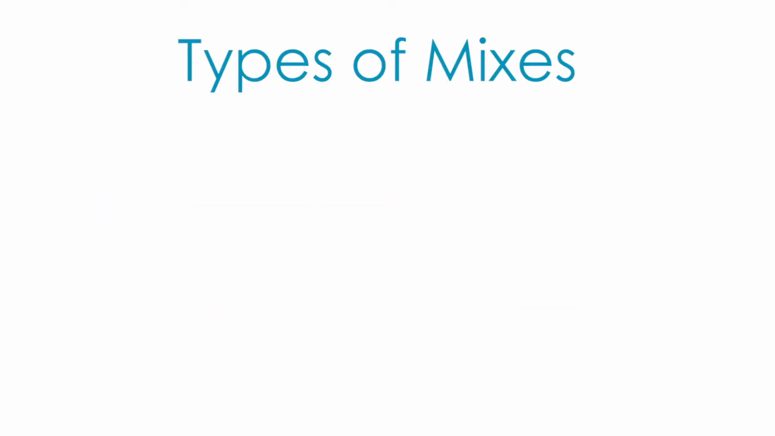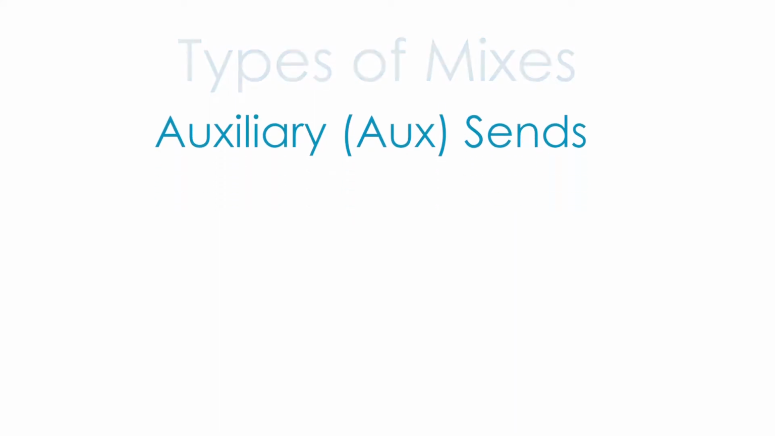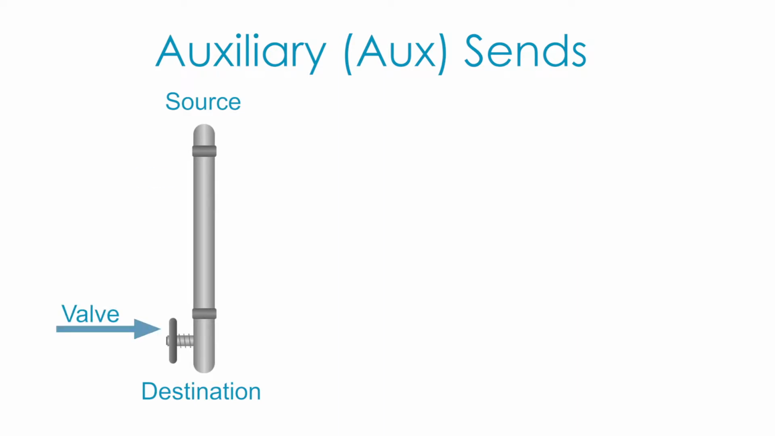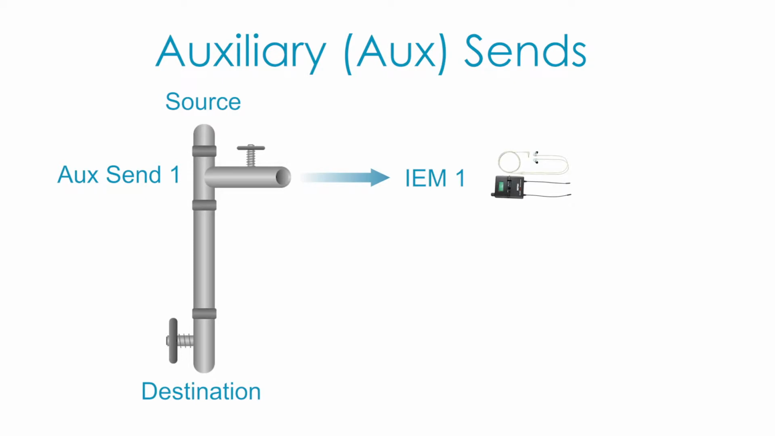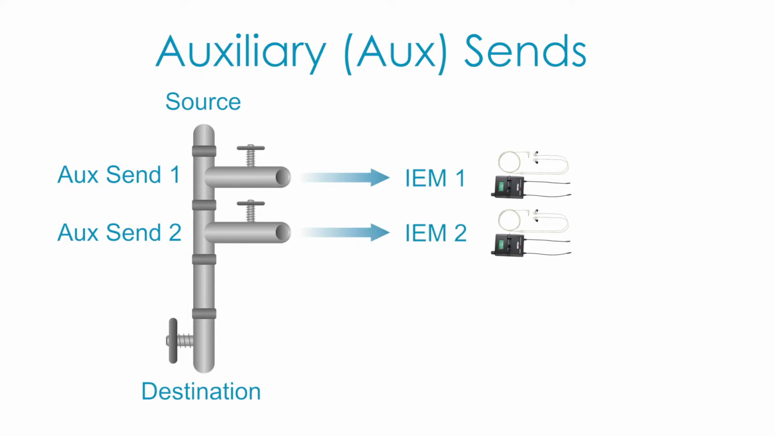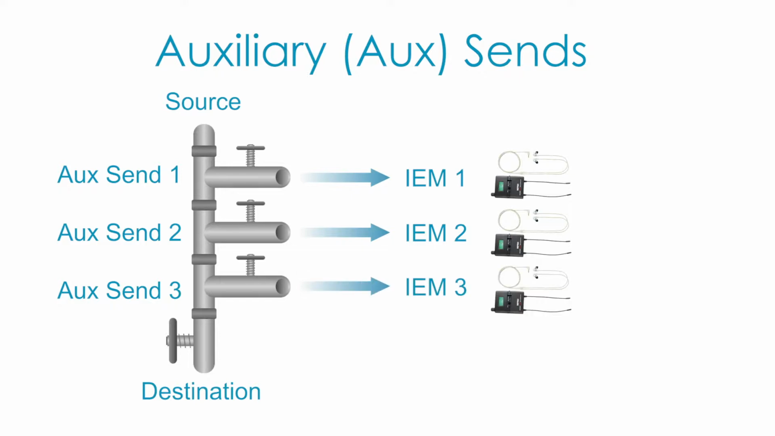Another type of mix is called an auxiliary send. Here's how it works. Let's use a pipe with a valve that controls the flow of audio to a destination. Add a tap-off of that pipe with a valve to route audio to another destination. Now we have an in-ear monitor that can receive the audio with its own volume level. Add another pipe with a valve and route that to a second in-ear monitor. Add yet another pipe and route it to a third in-ear monitor. These tap-off points are referred to as auxiliary sends.